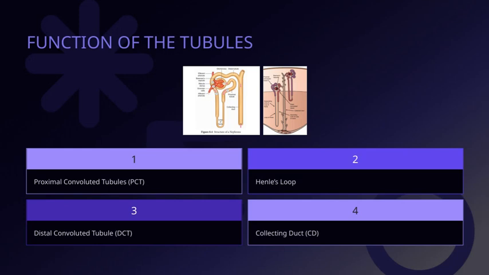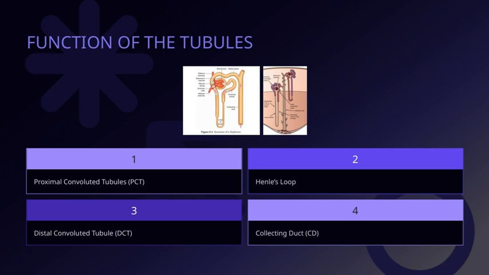All right, let's take a closer look at the functions of these different parts of the nephron tubules. Starting with the proximal convoluted tubules, or PCT, this is where a lot of the reabsorption happens. The PCT reabsorbs essential nutrients, water, and ions back into the bloodstream, which is crucial for maintaining the body's balance. Moving on to the loop of Henle, this structure creates a concentration gradient in the kidney, which allows the kidney to produce urine that is more concentrated than blood. This is key for conserving water.